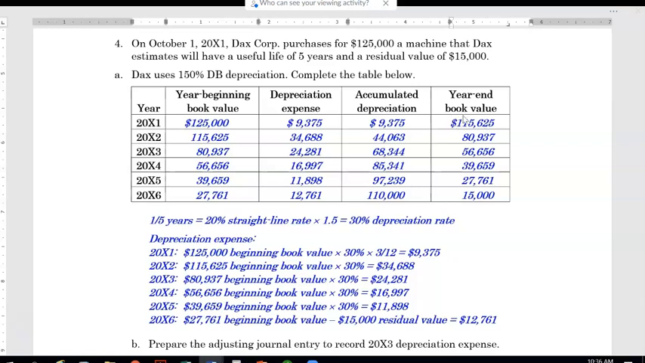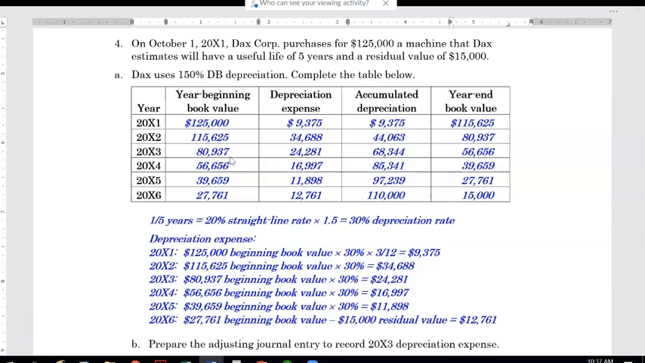The book value ends up to be 115. We push it to the second year, and then we multiply again. That will be 34,688. So 34,000 plus 9,000 will be accumulated depreciation of 44,000 minus 125 historical cost. Year-end book value will be 80,000.